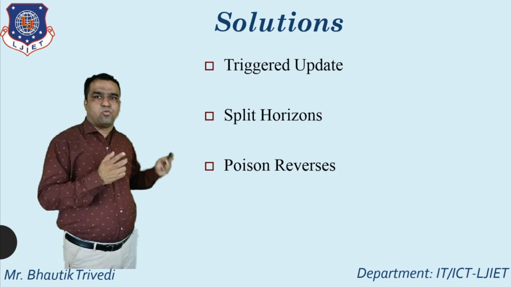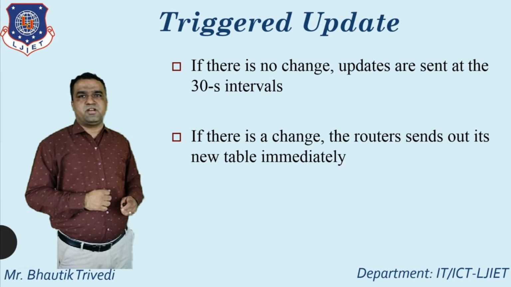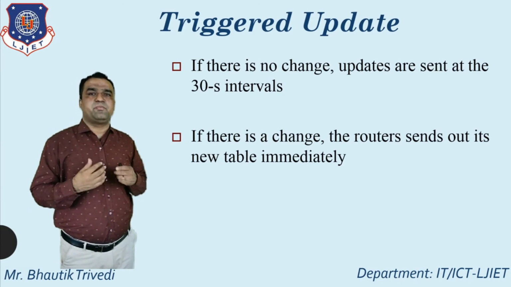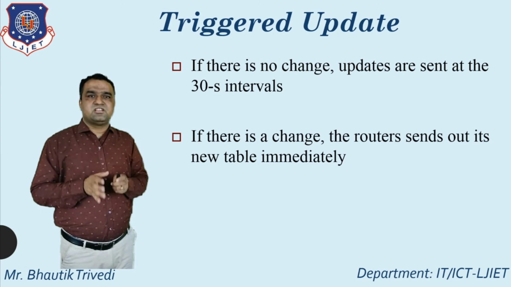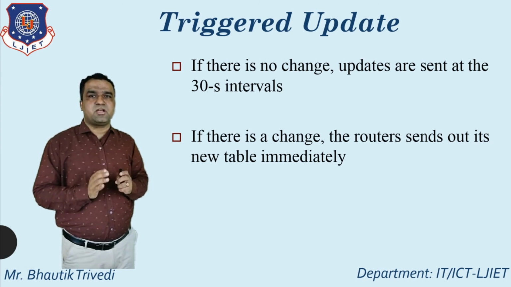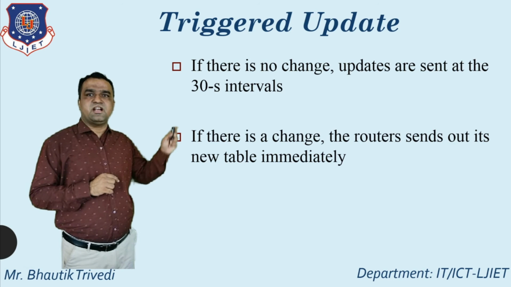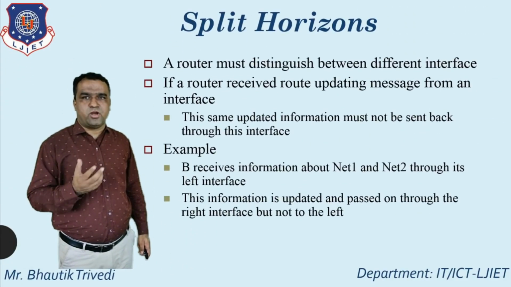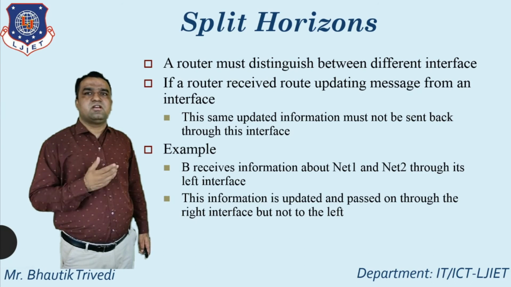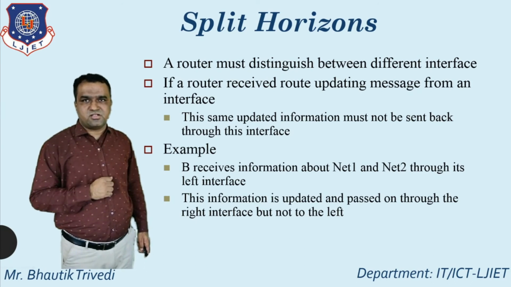Triggered update means what? If there is no change, updates are sent at a 30-second interval. But if there is a change, the router sends out a new table immediately. That is the concept of the triggered update. After that, two important points: one, split horizon, and second one, poison reverse.